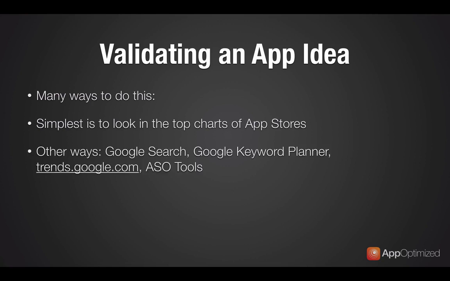And there are other ways. There's Google search, where you can use the keyword planner tool. You can look at Google Trends. There are ASO tools. There's a lot of different things. But I think the best method to start with is to look in the App Store itself.